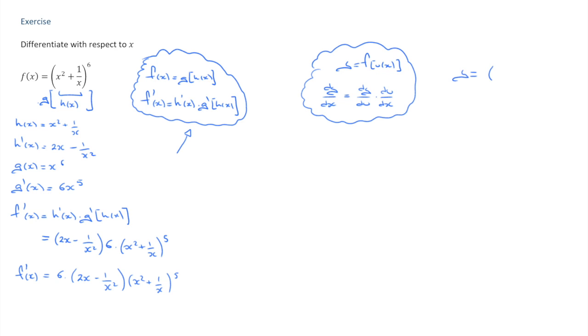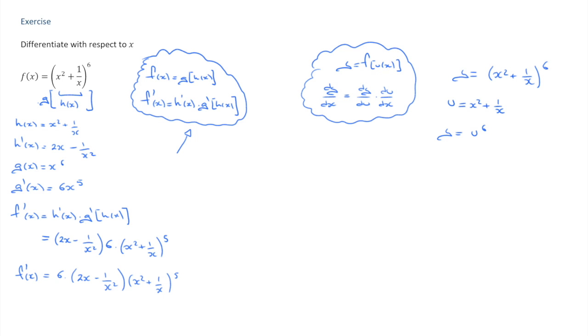y is equal to (x squared plus 1 over x) raised to the power of 6. To differentiate this using the chain rule, the first thing we're going to do here is define a new variable. And we're going to call that variable u. And u is equal to x squared plus 1 over x. Now that we've done that, we can see that we can rewrite our function y solely in terms of u, so that y is equal to u to the power of 6.